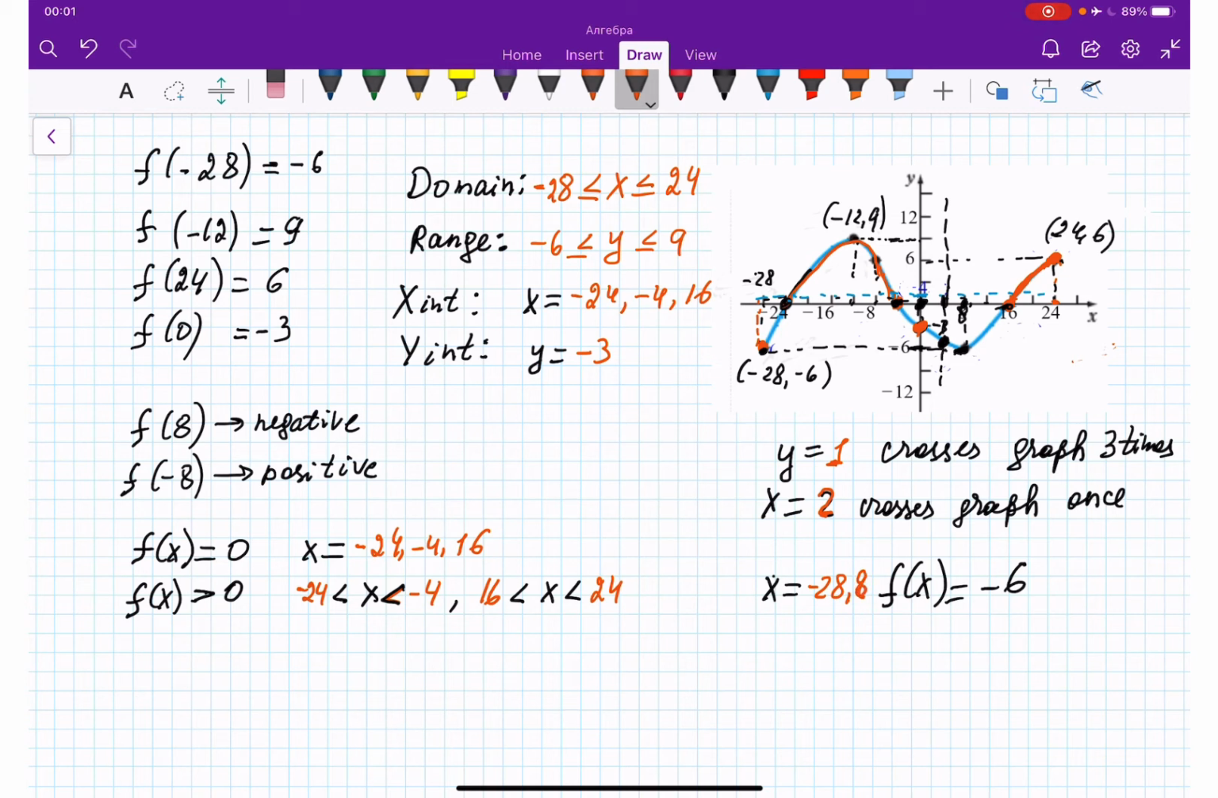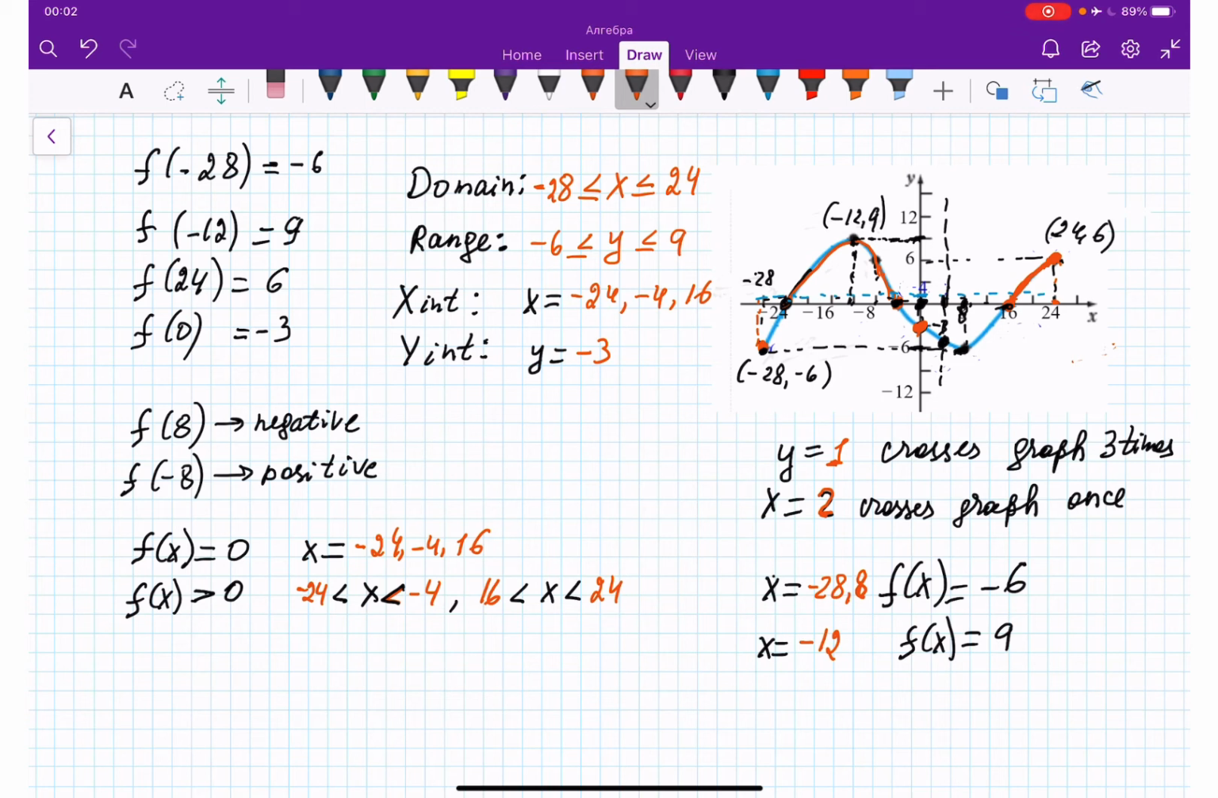Okay. And lastly, for what value of x does f of x equal 9? Where is that? It's right here. f of x is equal to 9. At what point of x is f of x equal to 9? x is equal to how much? Negative 12, right? Right here, at the point negative 12. Okay, we are done with this question.